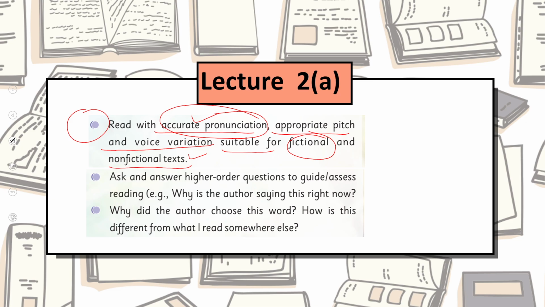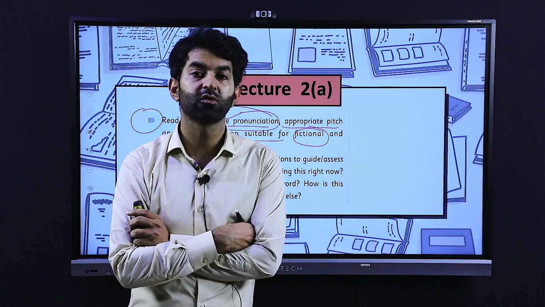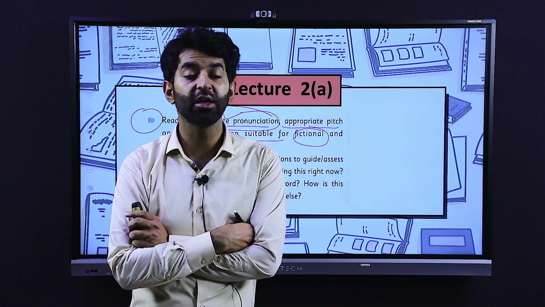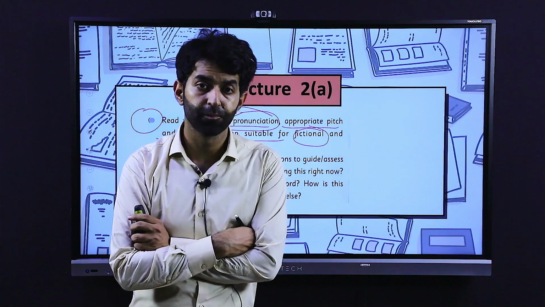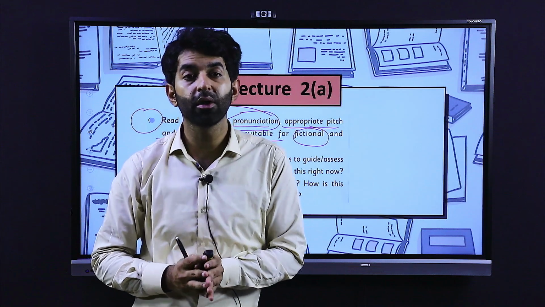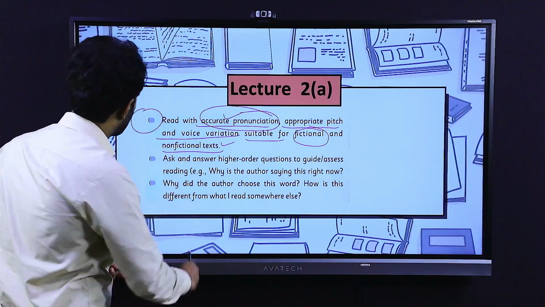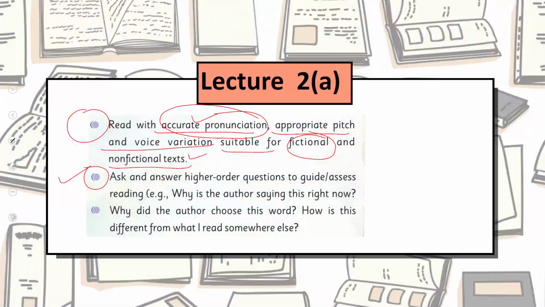And as a good reader, we must know how we can pronounce a word, what is the right pronunciation, what is the right standard English convention in reading. So if you want to read out aloud without any problem, then this lecture will be very much important. Then we have this second learning outcome merged into this lecture 2A.